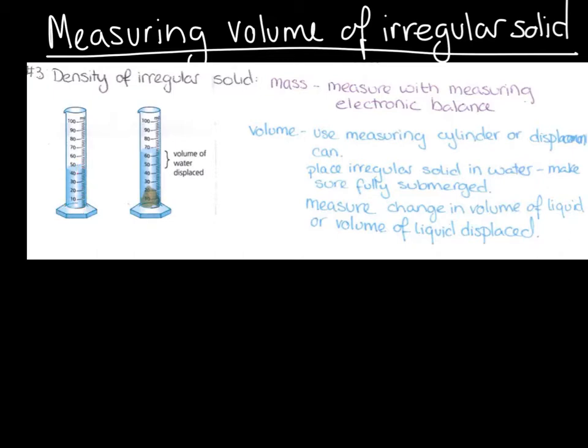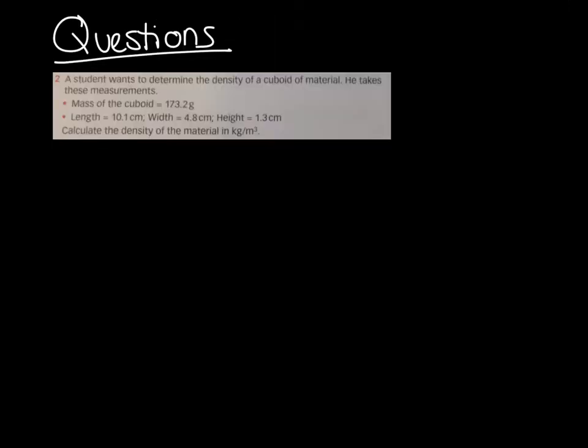And then we add the irregular object here, which is a rock, and the water level goes up. And we measure the new water level. And we take those two water levels away from each other. And that change in volume, that is the volume of the object. And then again, we need to convert from millilitres of liquid into centimetres cubed into metres cubed.